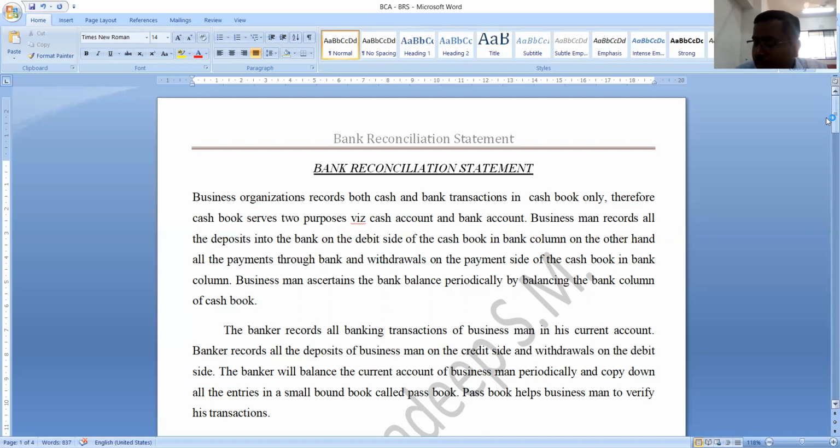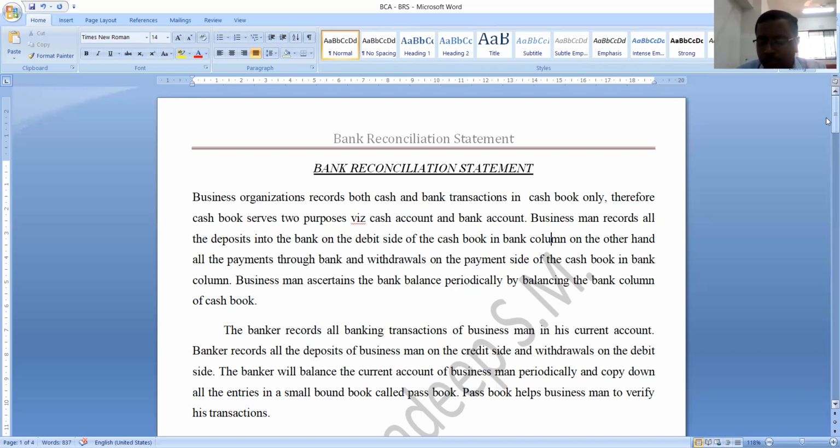See here, lots of transactions take place between the business and the bank. Records will be maintained by both the parties. The business will maintain certain records of the transactions made with the bank, and even the banker will maintain records of the business. Meaning, the accountant will maintain the records of transactions made with the bank in the cash book, and the banker will maintain the records of business transactions in the passbook. I mean, the business will maintain the cash book and the bank will maintain the passbook.